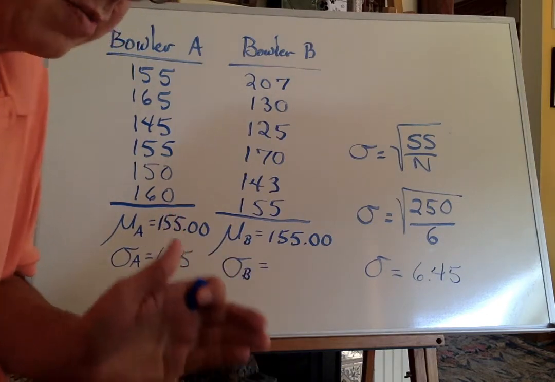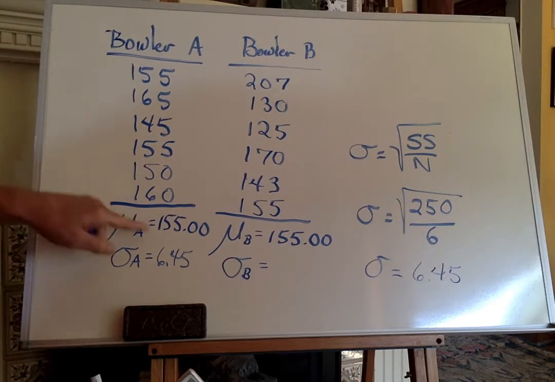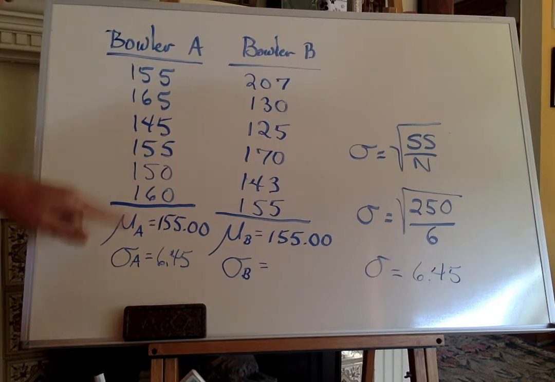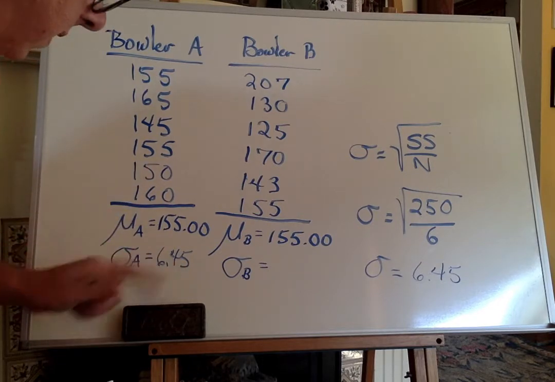By the way, that doesn't mean that every score deviates by that much. I mean, this score right here is right on the mean, right? So it deviates 0. This score is 10 points away from the mean. This score is 5 points away from the mean, so on and so forth. The average amount that scores deviate from the mean, 6.45.